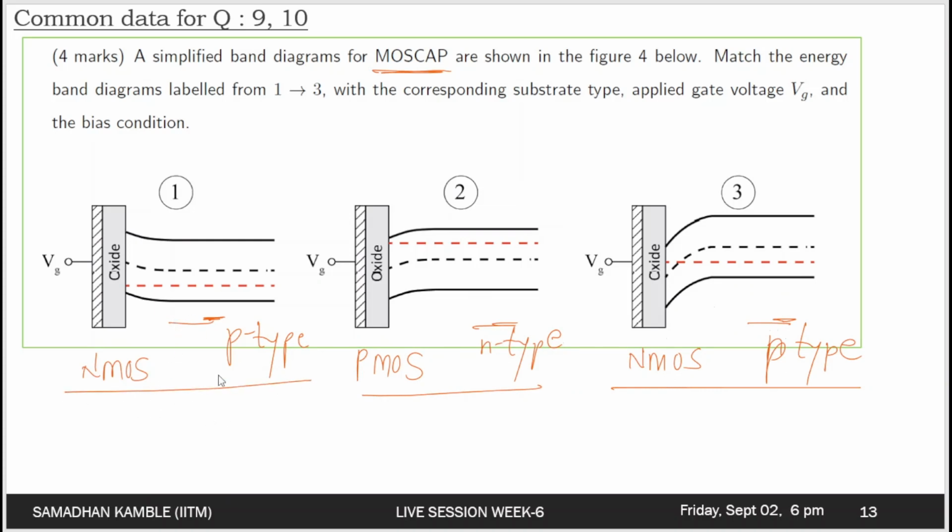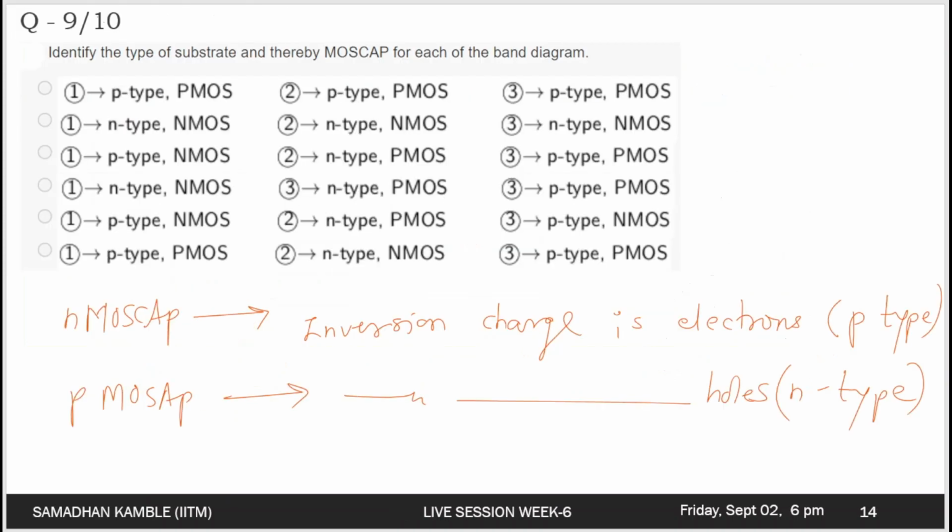Okay, so P type, N type, P type. So the correct option for this is, okay, let me see, it is E option. So P type, N type, P type. So P type will have N MOS, N type will have P MOS, and P type will have N MOS respectively. So this is the correct option for question number 9.